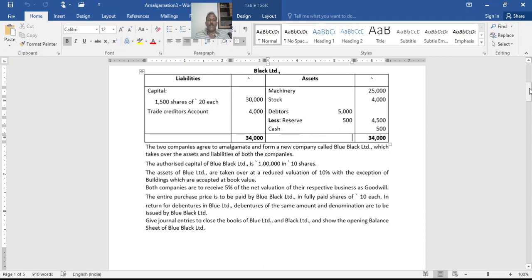in shares of 10 each. Assets of Blue Limited are taken at a reduced valuation of 10% from the book value, with the exception of buildings, which are accepted at book value. Both companies are to receive 5% of the net valuation of their respective business as goodwill. The entire purchase price is to be paid by Blue Black Limited in fully paid shares of 10 each, in return for debentures in Blue Limited. Debentures of the same amount and denominations are to be issued by Blue Black Limited. Give journal entries to close the books of Blue Limited and Black Limited, both selling companies, and show the opening balance sheet of Blue Black Limited, that is the new company.